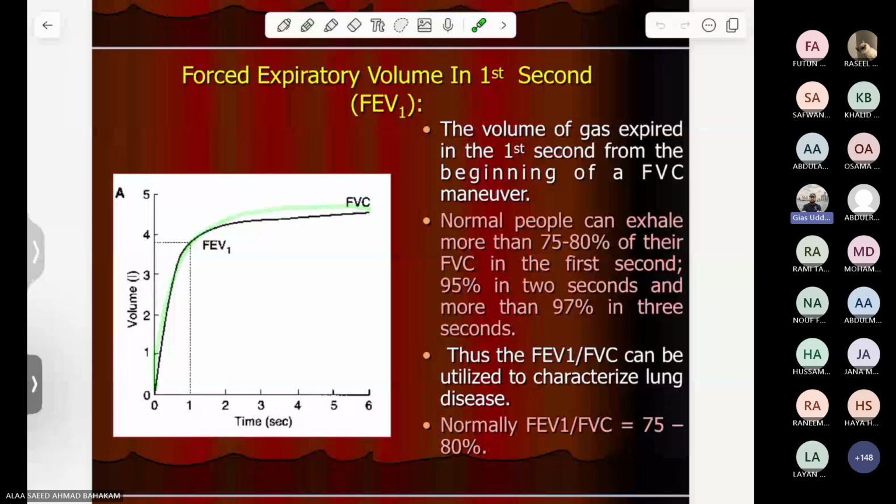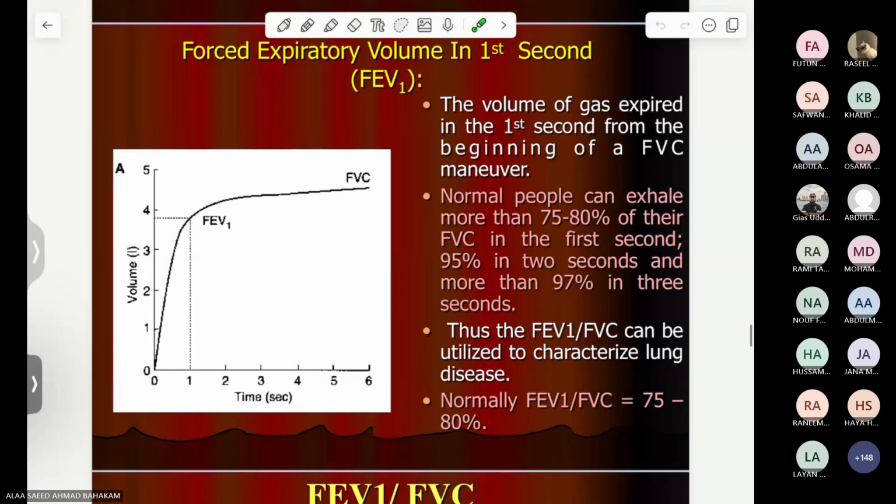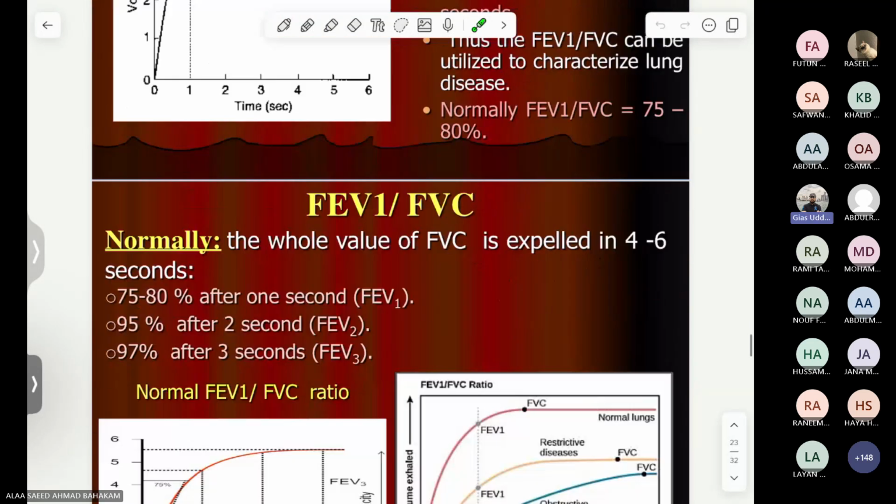This is the FEV1. In 2 seconds, if you do the calculation, it will be about a 95% ratio. In 3 seconds, the ratio will be 97%. Okay, so FEV1 over FVC, this is a ratio, and this ratio for normal people is 75 to 80%. You have to remember this. If you know the normal, then we will know the abnormal. Okay, any questions from here? Okay, next one.